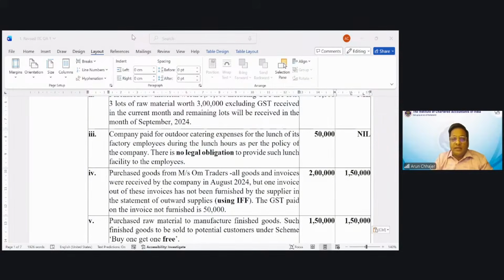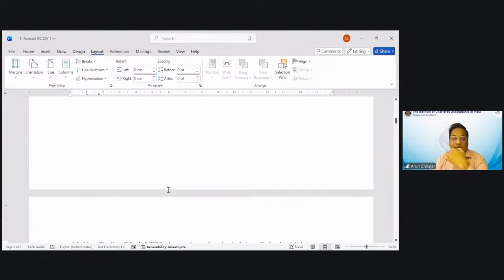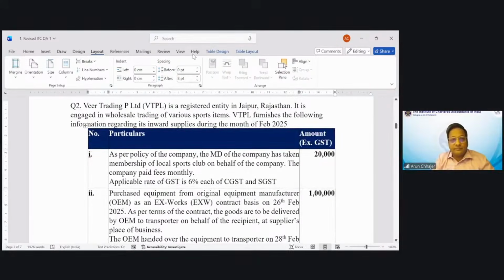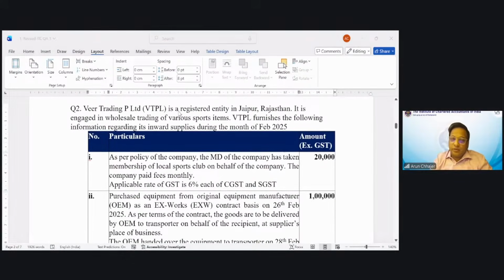ठीक है बेटा. Now let's move further. Able to see my screen? Question number 2. Weir Trading Private Limited. Able to see my screen? Weir Trading Private Limited.